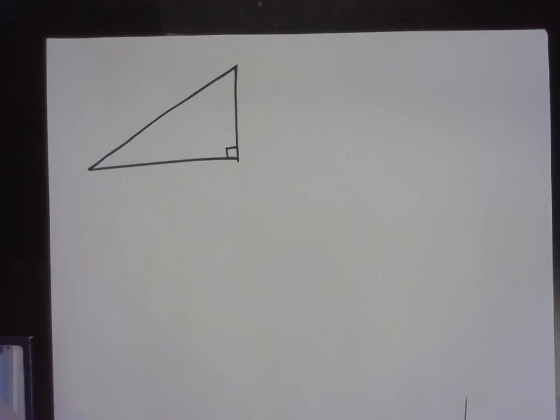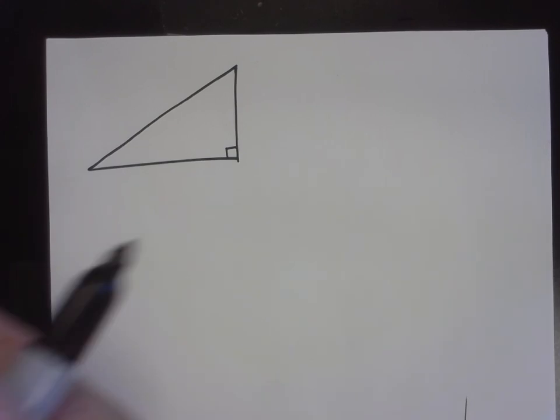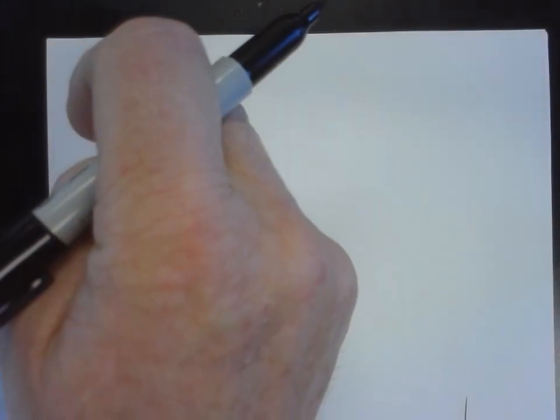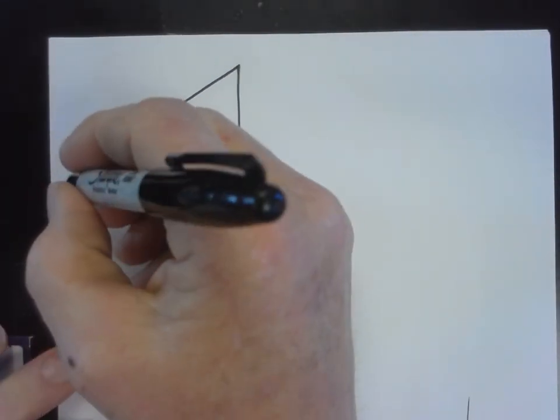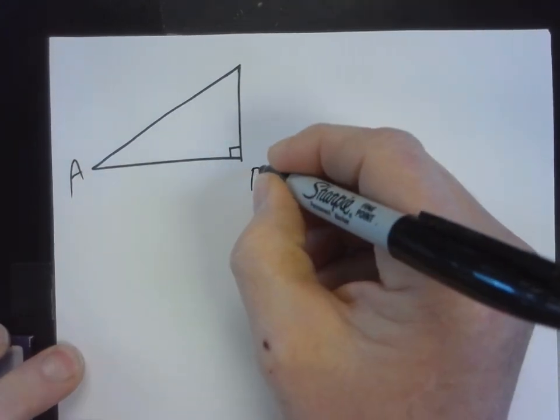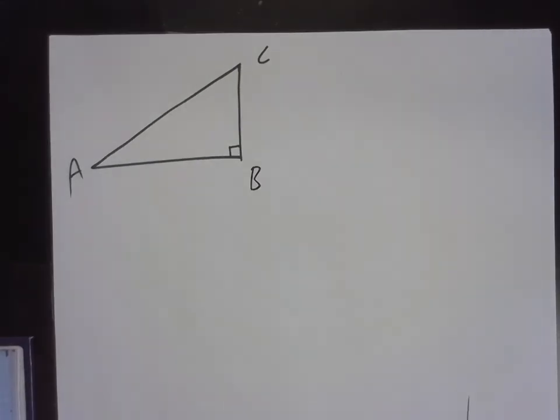Okay. What else do you think we might need to know? Say it louder. One of the two angle measures would be nice, wouldn't it? Okay. If we knew angle A right here, do you think we could figure out angle C? Yeah, because we know A and C, we know their sum is 90, don't we? Okay, so that would help.